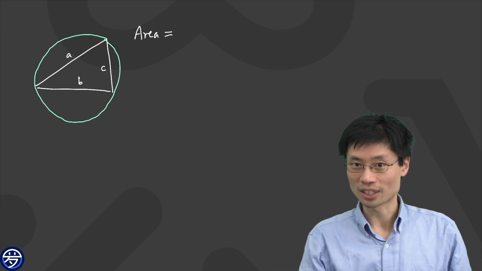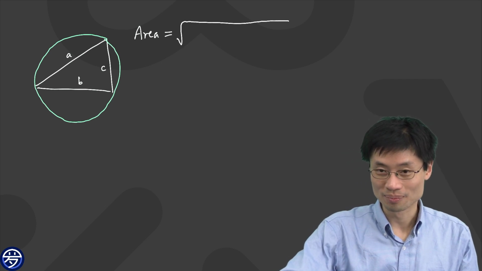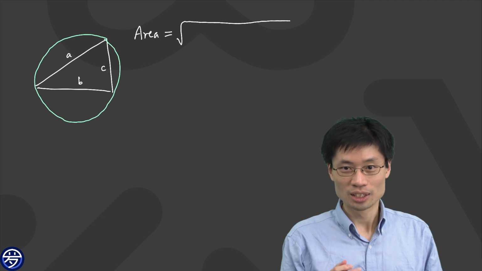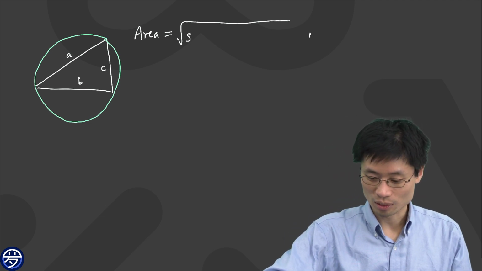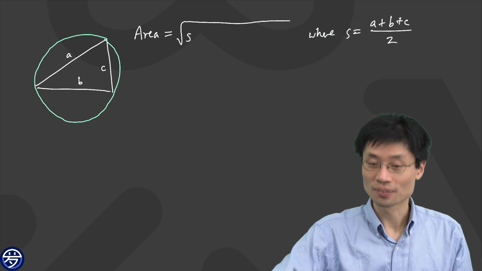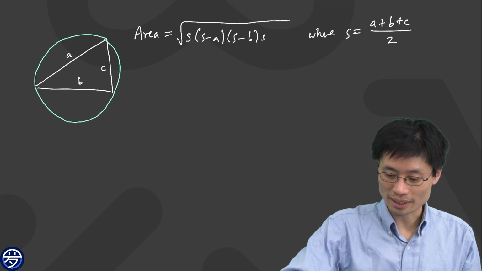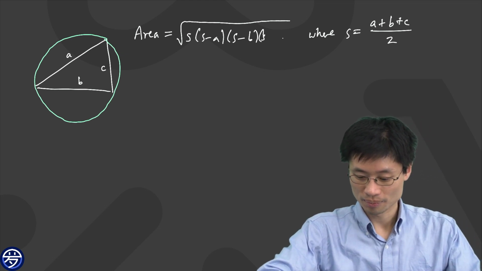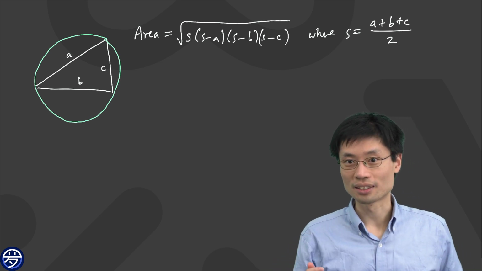And the area of the triangle can be written in terms of the square root, it's a huge formula, the square root of, you first calculate the semi-perimeter, that's called S. So I'll write where S is the semi-perimeter, A plus B plus C over 2. All right, S times S minus A times S minus B times S minus C. So this formula is called Heron's formula.